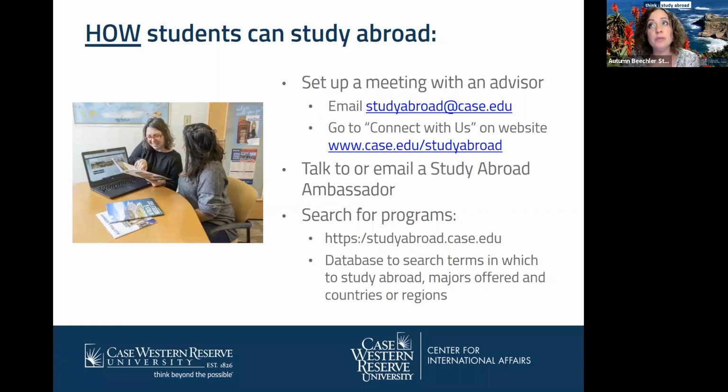And then there's the searchable database. Our website will link you directly to studyabroad.case.edu. And you can search how to study abroad, where to go based on majors, based on regions, based on any different kind of drop-down box that's on that website.